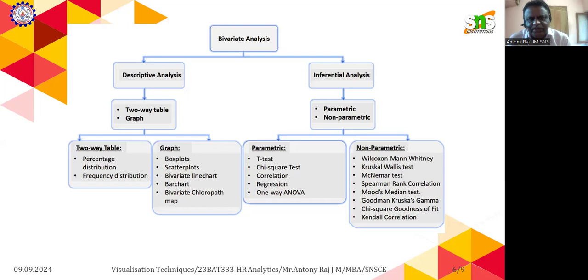Now, a parametric test is when the distribution of the variable is normal. In non-parametric, it is not normal. For example, correlation, regression, and one-way ANOVA are parametric. Non-parametric tests, for example, are the Kruskal-Wallis test, statistical goodness of fit tests, the Goodman-Kruskal test, and the McNemar test. These all come under non-parametric tests.